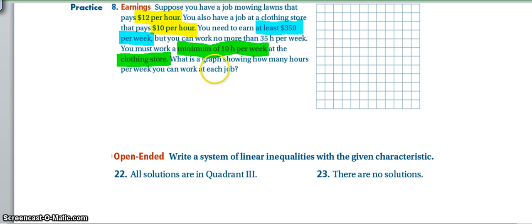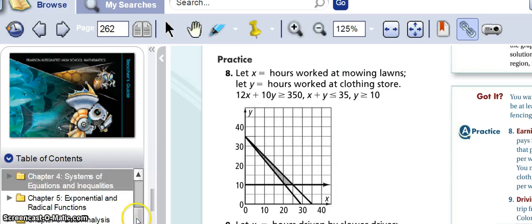That is a boundary. We will have the $12 per hour and the $10 per hour going into making my pay of at least $350. So try this on your own. Come back in a minute for help. Pause the video. So again, it's much easier for me to show it to you than try to fight with my SmartPad. So over here we have the graph.